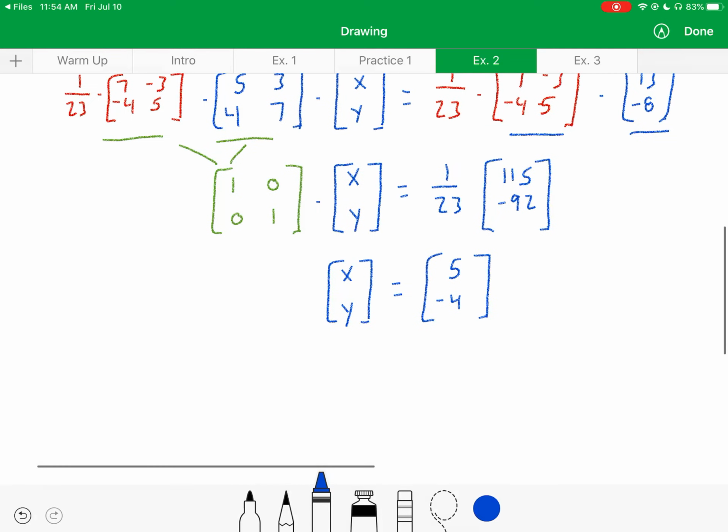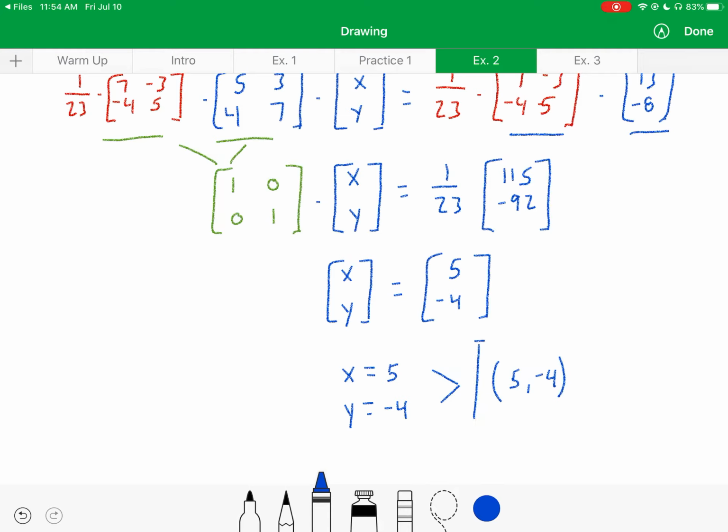So in the end, you have two matrices equal to each other. Their corresponding elements are equal. That means x equals 5, y equals -4. So my solution to this system is the point (5, -4). Okay.